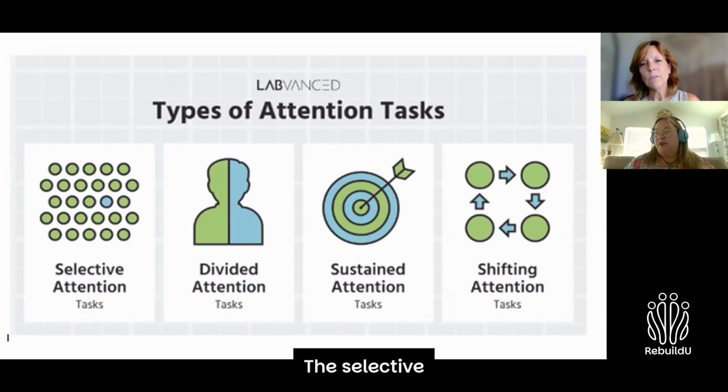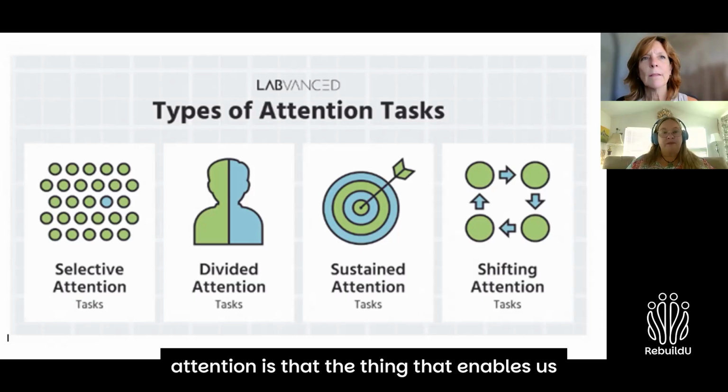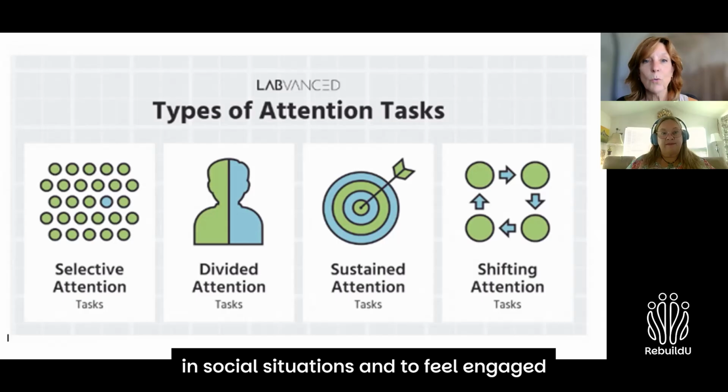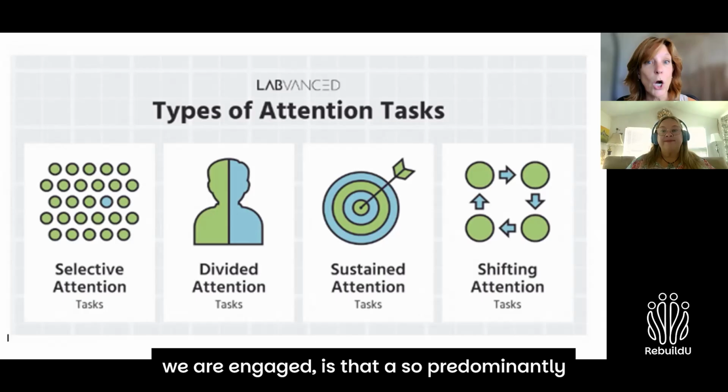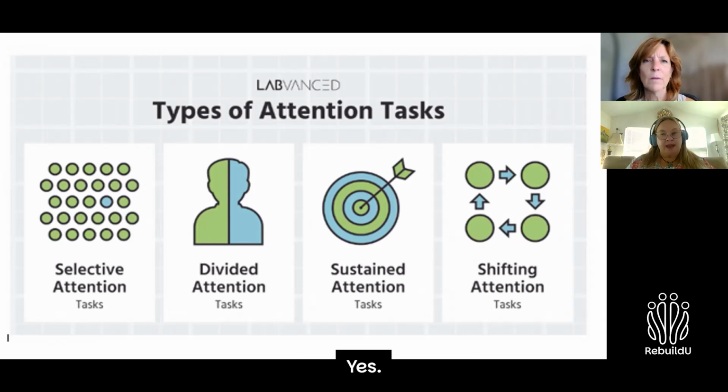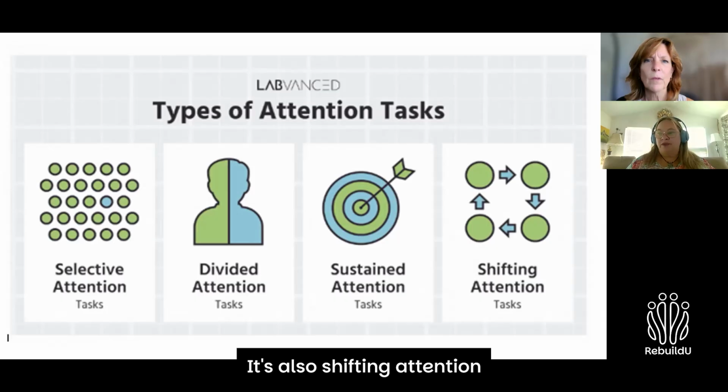Is the shift, selective attention, the thing that enables us to be in social situations and feel engaged, and for other people to feel like we are engaged? Is that predominantly selective attention? Yes, it's also shifting attention and divided attention.